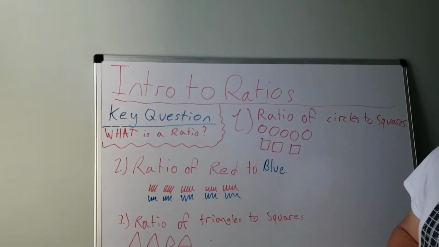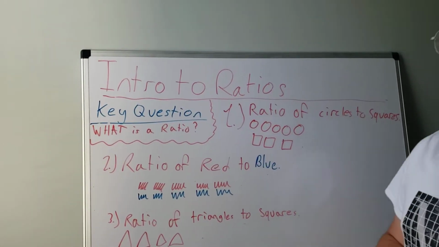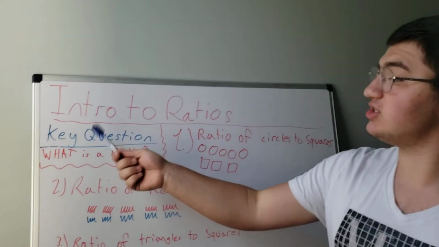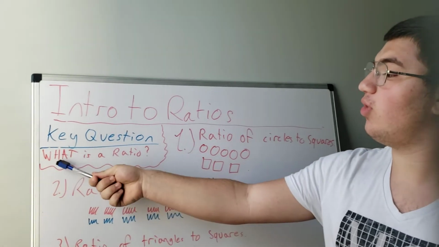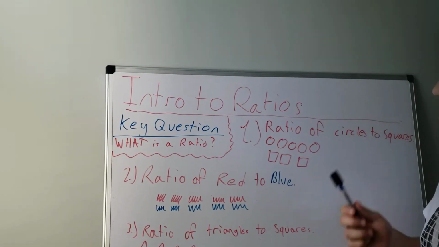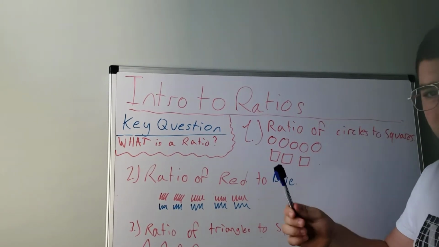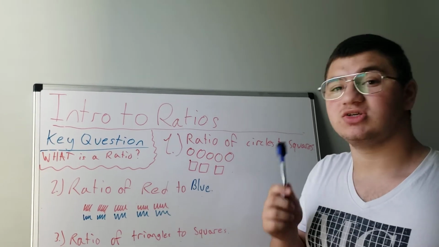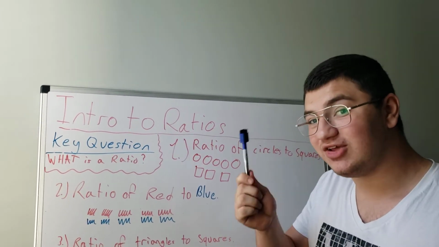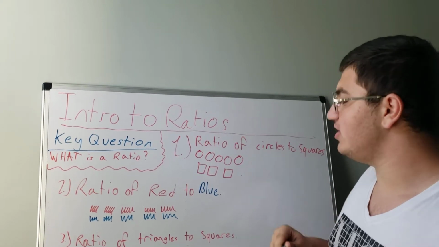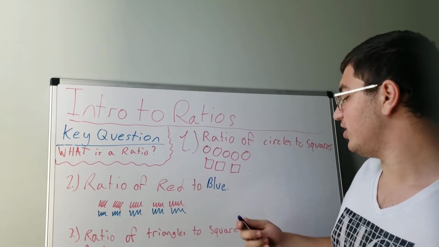today on my channel we're going to be talking about ratios, specifically an introduction to ratios. Now, we need to understand what a ratio is until we can solve them. So that is the key question for today. What is a ratio? Now, a ratio can be defined as an accordance between two things that are not similar. For instance, circles to squares. Circles and squares are not similar, they are different things. Therefore, a ratio shows the accordance between each of these, or red to blue, or triangles to squares.